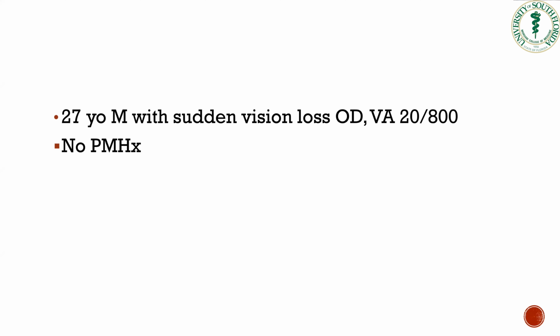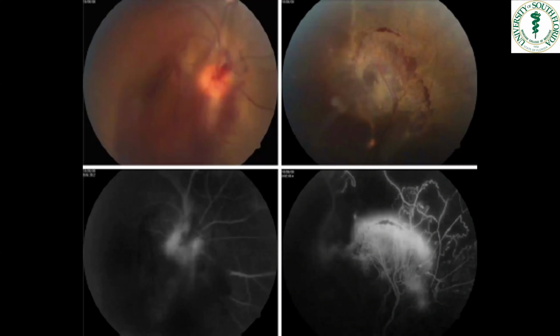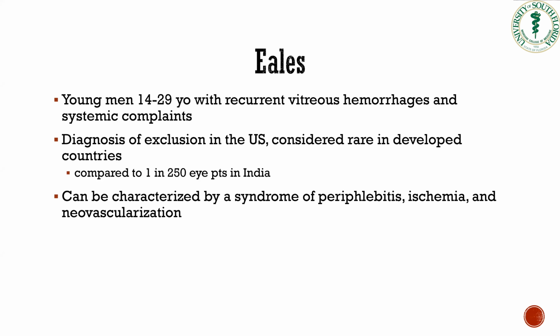So moving on to a case, a 27-year-old male with sudden loss of vision in his right eye. Visual acuity is 20/800 with no past medical history and negative workup. You can see on exam, this patient very clearly has a vitreous hemorrhage along with an area of associated neovascularization of the disc, as well as an area of a neovascular membrane in the periphery. And this is further confirmed on fluorescein angiography, where we see leakage consistent with both neovascularization elsewhere and neovascularization of the disc. So this gentleman with the idiopathic occlusive vasculopathy was diagnosed with Eales disease.